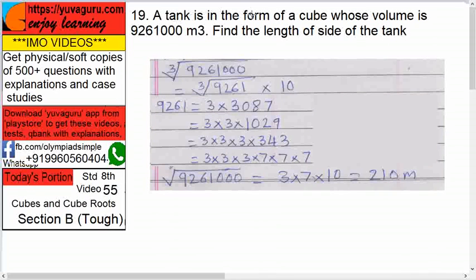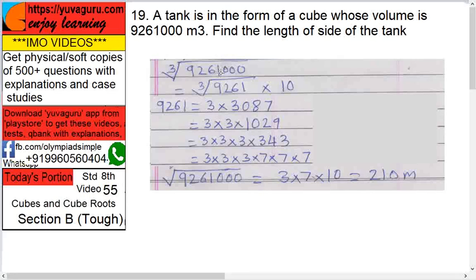A tank is in the form of a cube whose volume is 9261000 meter cube. Find the length of the side of the tank. The problem is quite simple. We have this number and we have to find the cube root of that.